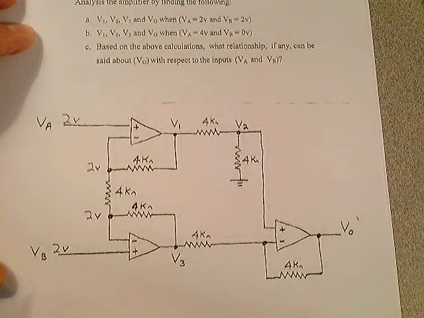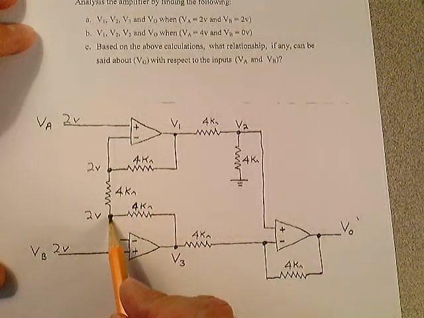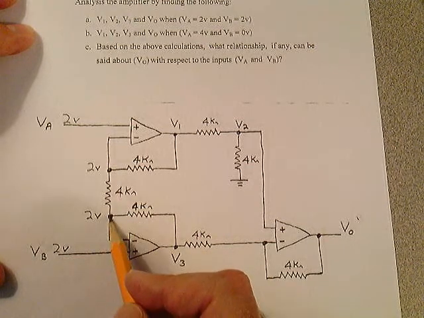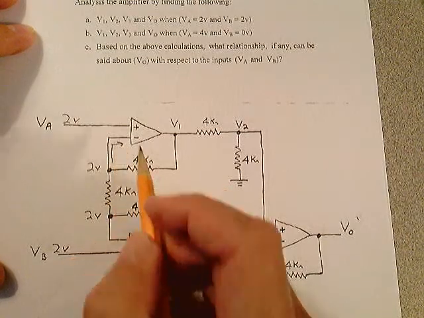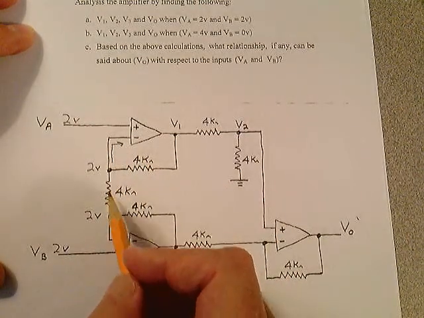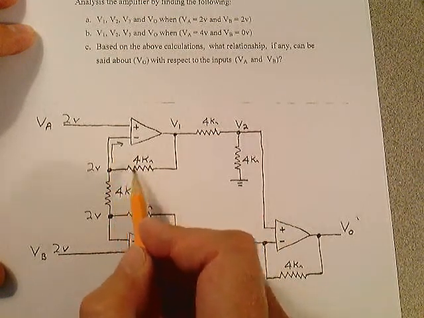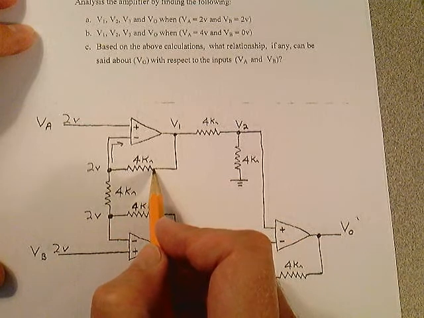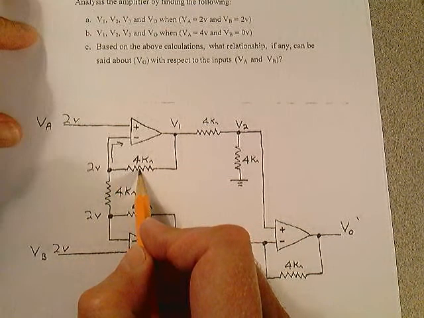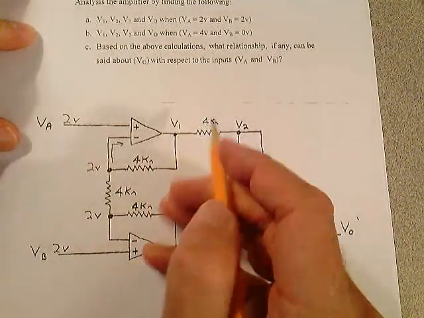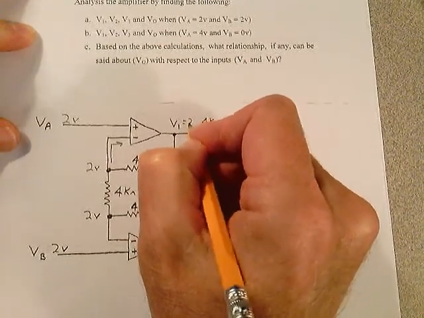I want you to notice that if there's 2 volts on this side of this resistor and 2 volts on this side of the resistor, there's no current flowing through that resistor. We know that this current right here is 0, ideally. So if there's no current flowing through this resistor, and there's no current flowing in this direction, there can't be any current flowing in any direction through this 4K resistor. So if there's 2 volts right here and there's no voltage drop across this resistor, V1 has to be equal to 2 volts. So in this case, V1 is equal to 2 volts.